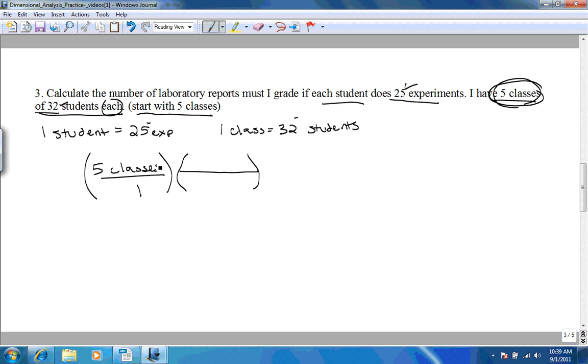So we have 5 classes. We have classes on top, which means we want to put classes on the bottom. Now, we notice that we have 2 conversion factors here. This one has class in it, so we're going to put 1 because 1 goes with class. And then 32 students on the top.